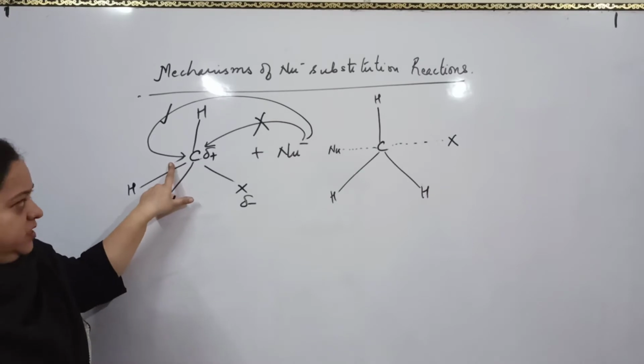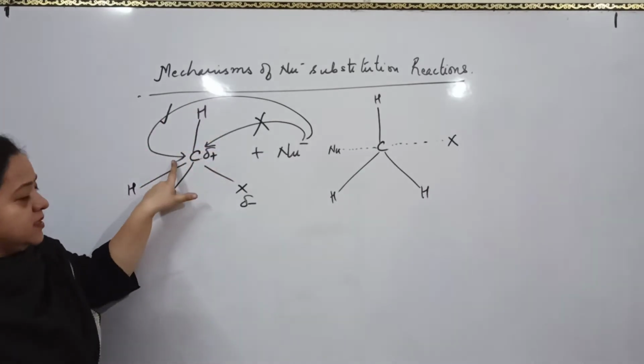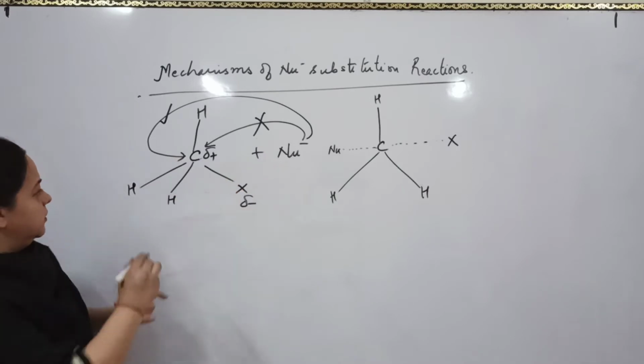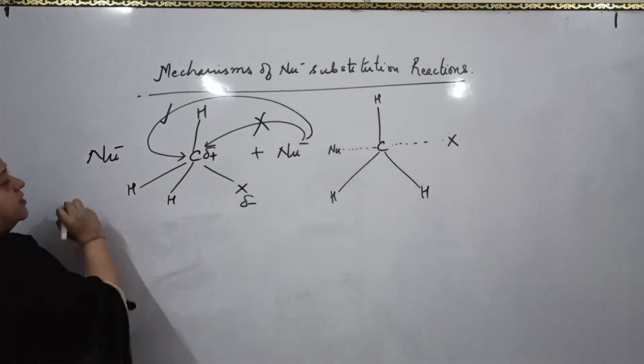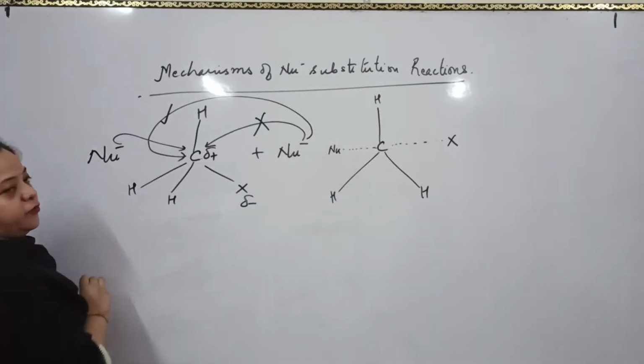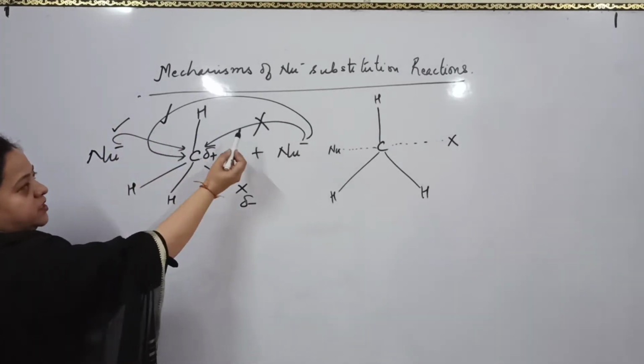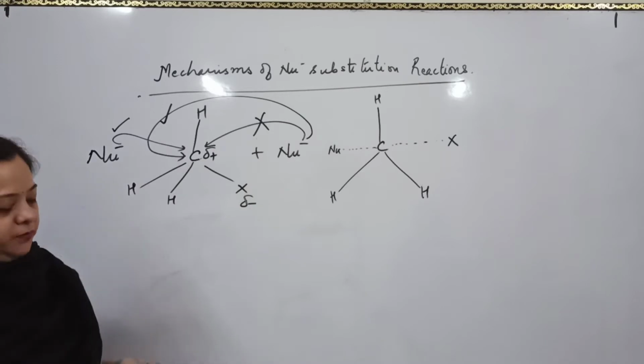It can be represented like this, the arrow pointing from the rear side, or what else can we do? Write the nucleophile on the left side and show the nucleophilic attack from this side. This is the correct representation, this is also correct, but this is the wrong representation.